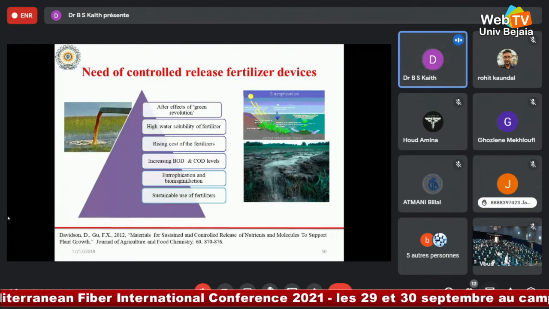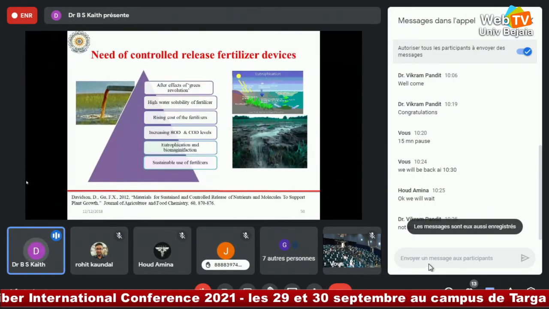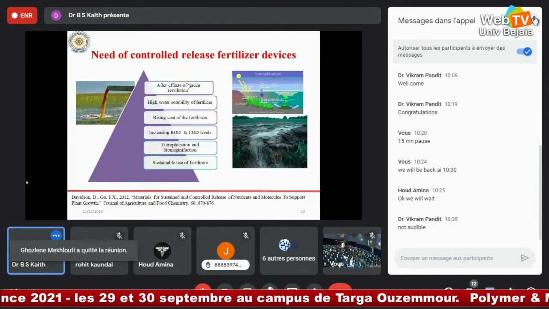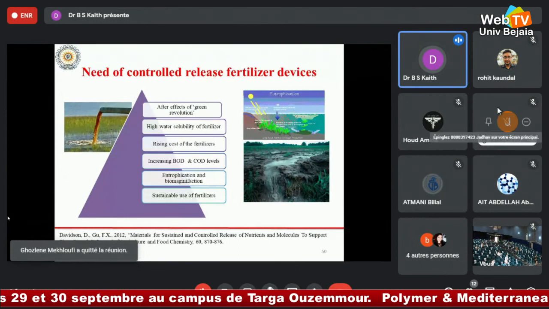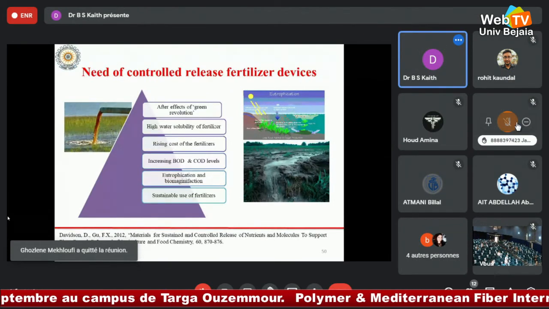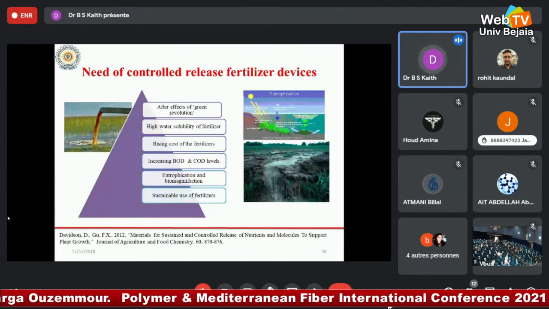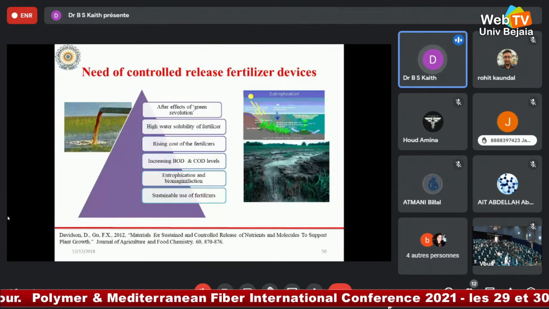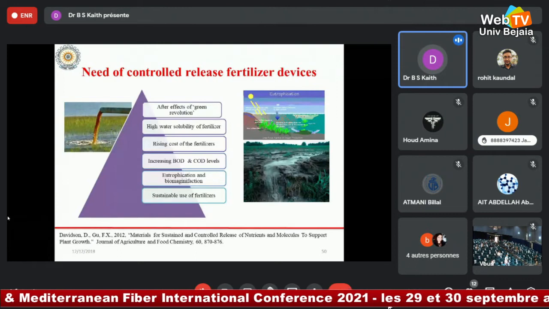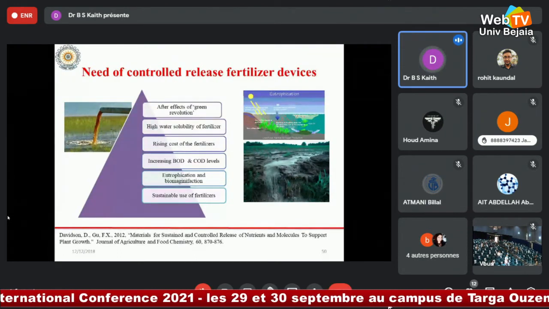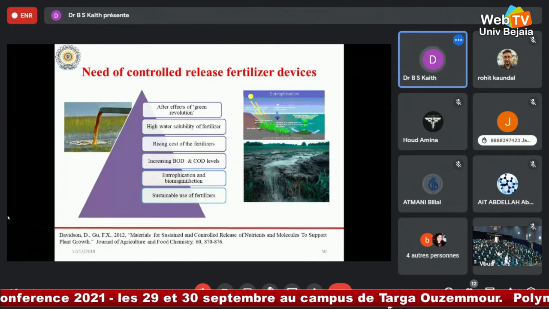After effects of the green revolution, a lot of side effects, you must have seen the green revolution has. Everyone is feeling a lot of side effects, health effects are there. High water solubility of fertilizers. If you give a high dose of fertilizers, that is going to dip into the underground water table. Overdoses are going there, and from there they are going to have a biomagnification effect.